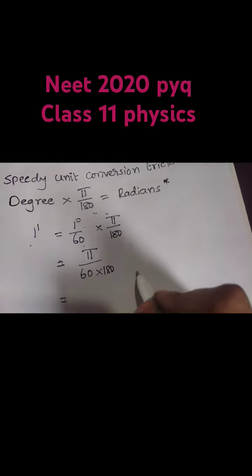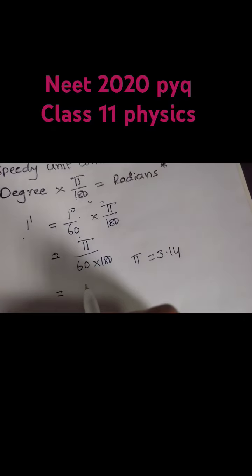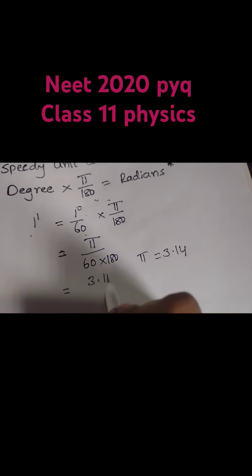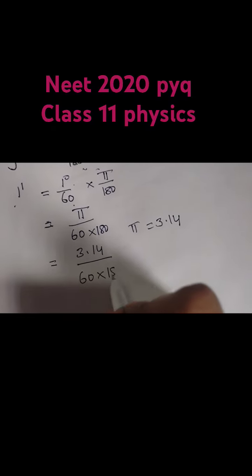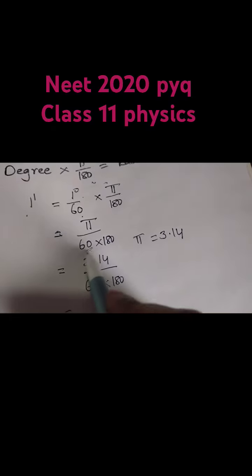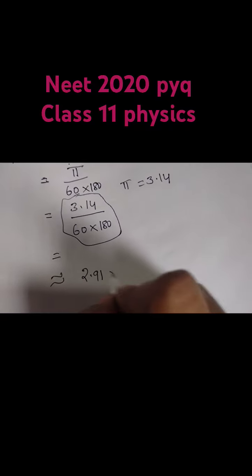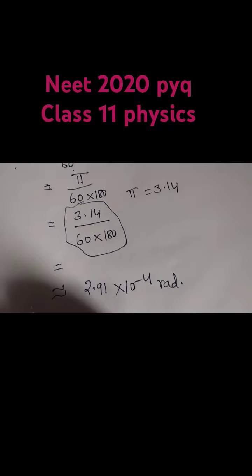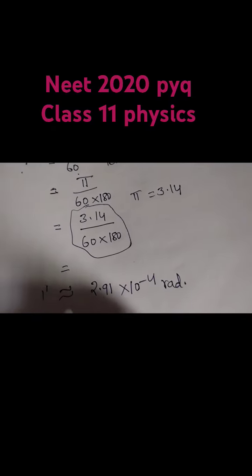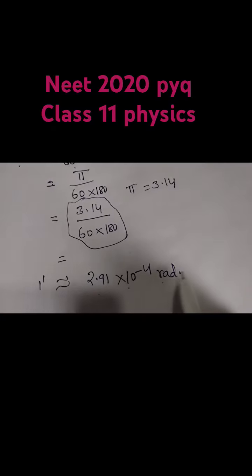We all know that pi equal to 3.14. So by substituting this value, we get 3.14 by 60 into 180. If we solve this equation, we get the approximate value of 2.91 into 10 power minus 4 radian. So 1 minute of arc is nearly approximately equal to 2.91 into 10 power minus 4 radian.